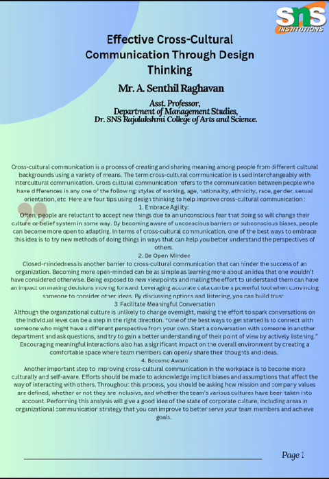Four, becoming aware. Another important step to improving cross-cultural communication in the workplace is to become more culturally and self-aware. Efforts should be made to acknowledge implicit biases and assumptions that affect the way of interacting with others. Throughout this process, you should be asking how mission and company values are defined, whether or not they are inclusive, and whether the team's various cultures have been taken into account.